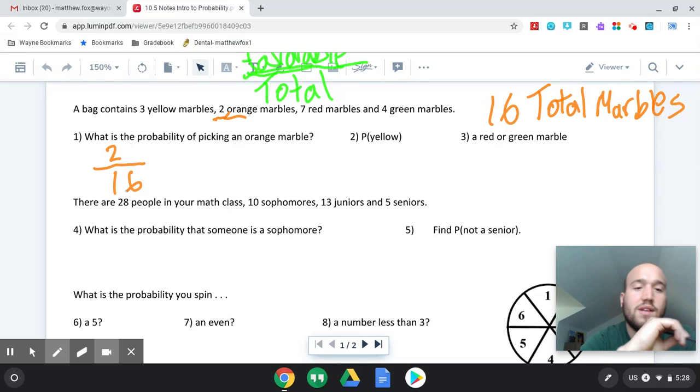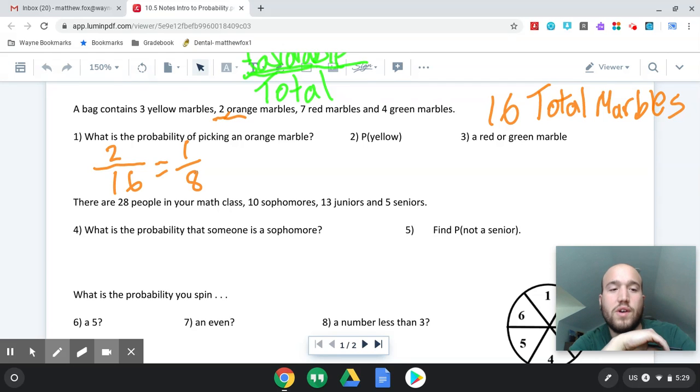Now, we can leave our answers as a fraction for this probability chapter. However, 2 over 16 is not good enough. We need to reduce that. So think to yourself, what goes into both 2 and 16? And hopefully you get the answer of 2. 2 goes into 2 1 time, and 2 goes into 16 8 times. So 1 over 8 is our probability of picking an orange marble. Now, we'd be done with that. However, please leave it as a fraction, okay? You could write that as a decimal, but I think it's easier if we just leave everything as a fraction.